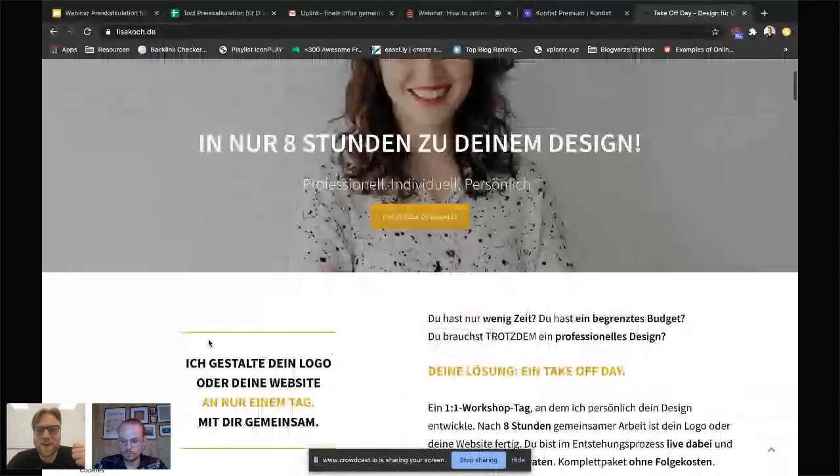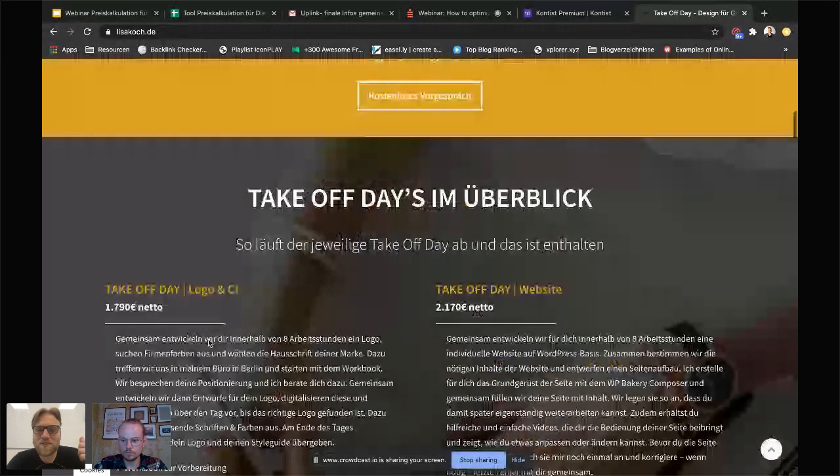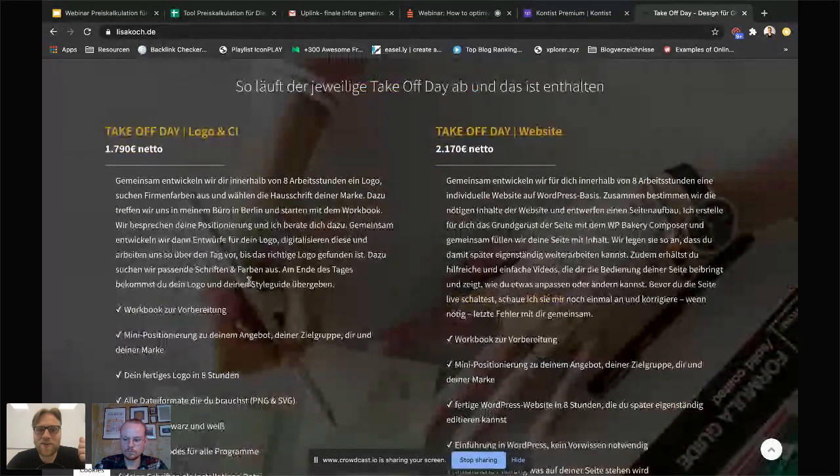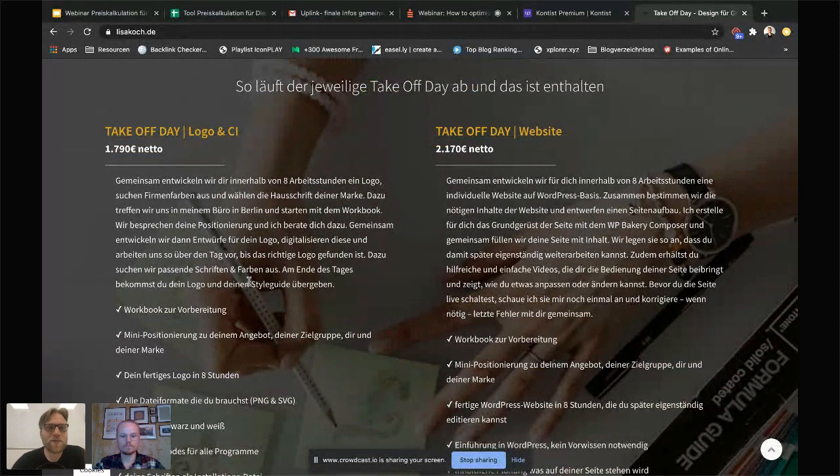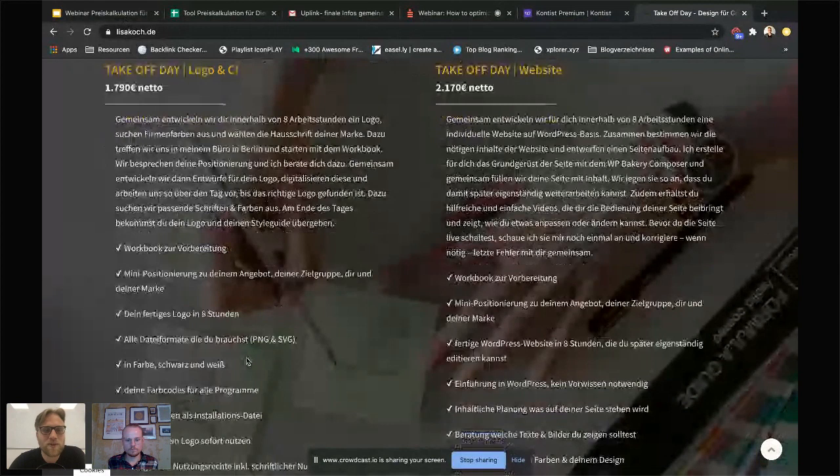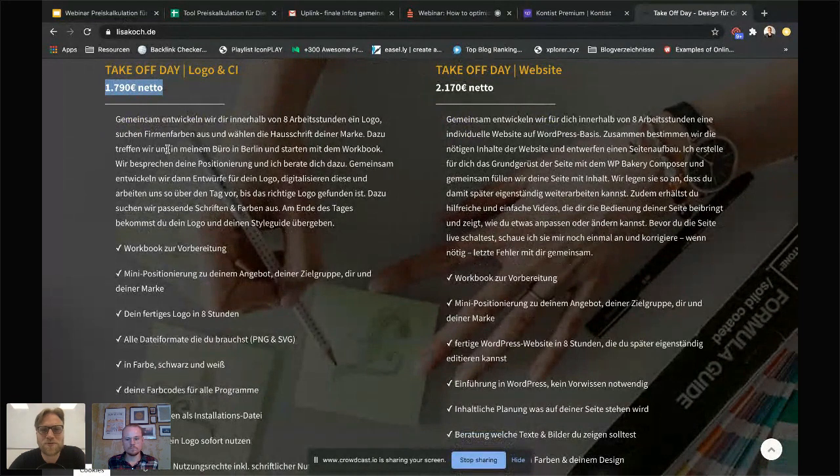But to be honest, I haven't seen this before, something like a logo development process in 8 hours. I think at the beginning of her development, it wasn't easy as well, but she found a way to abstract the process and to develop the process. And now it's just 1,800 in 8 hours. So it should be, I'm not really good in calculation like this, it should be 225, around more than 200 euro per hour.